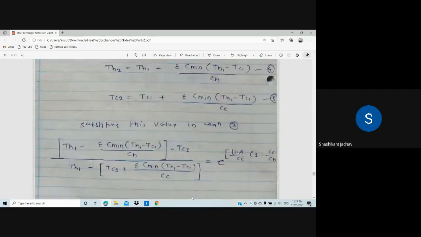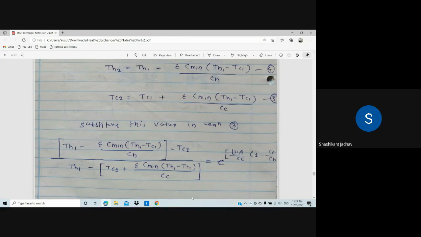Okay, so all of you write down the effectiveness expression. We have to write down equation number 4 and 5. In equation number 4 we get the equation for Th2, and in equation 5 we get the equation for Tc2. Okay, so now we have to put those values of Th2 and Tc2 in equation number 3. Okay, so substitute these values in equation number 3.